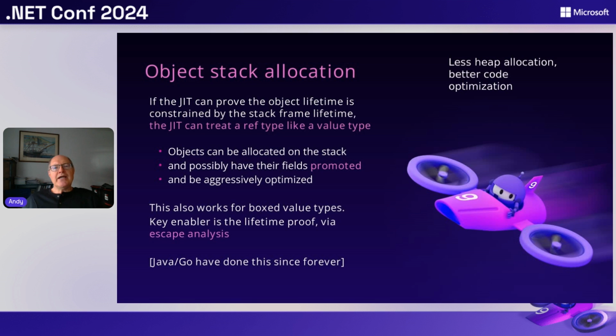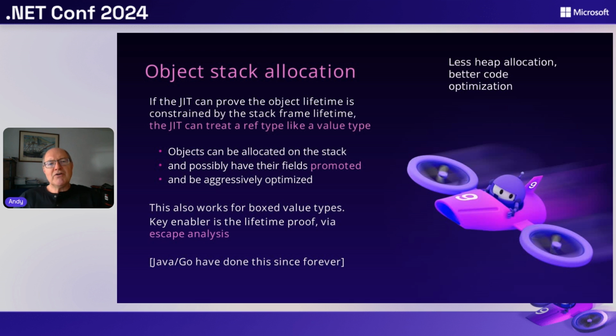So what we've done in .NET 9 is we've enabled a new technology in the JIT called object stack allocation, where if we can prove that even though you created an object and you said to put it on the heap, if the lifetime of that object is bounded, constrained by the stack frame that allocated it, then we'll treat that object like a value type, like a struct. And so we'll allocate the storage for the object on the stack. And then all those good things that happen when you have a struct kick in: we can promote the fields, we can aggressively optimize the fields. This will work even if you have a boxed value type. And the key enabler is this proof that the lifetime is constrained, and that's the thing we call escape analysis.